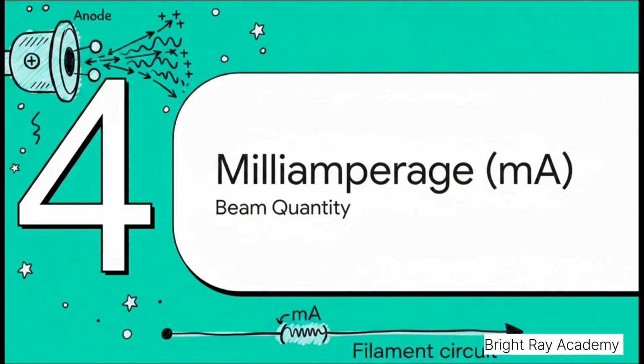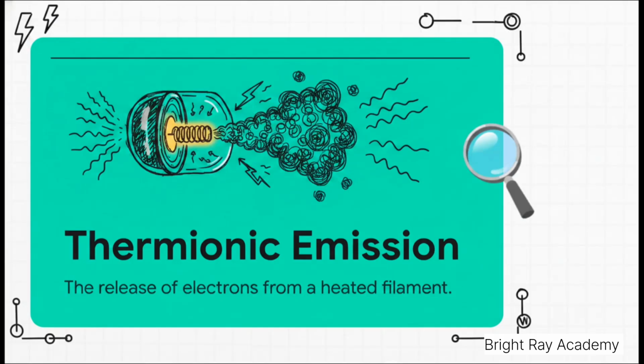Next up, Section 4, Milliamperage, beam quantity. Now, to really understand the beam quantity, you have to understand thermionic emission. Inside the X-ray tube, there's a tiny coil of wire called a filament. It's actually kind of similar to the coils inside a regular kitchen toaster. When current runs through it, it gets incredibly hot. But instead of toasting bread, this intense heat actually boils off outer shell electrons. This release of electrons, that is thermionic emission.